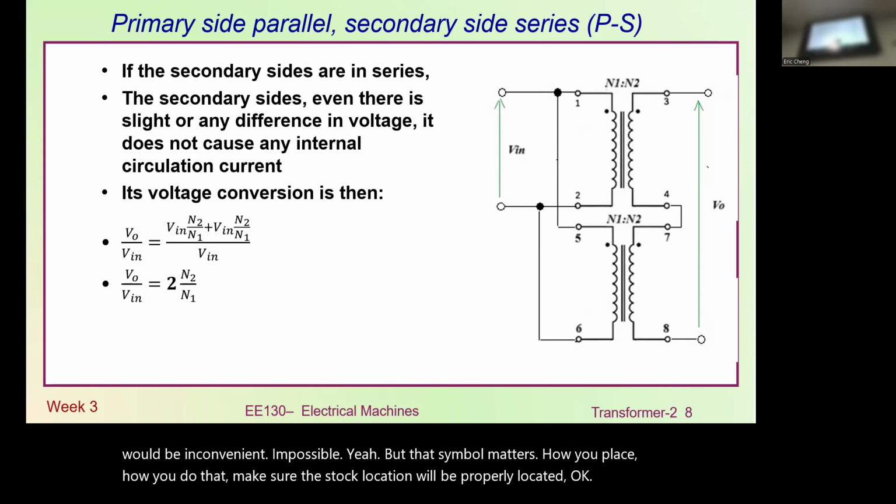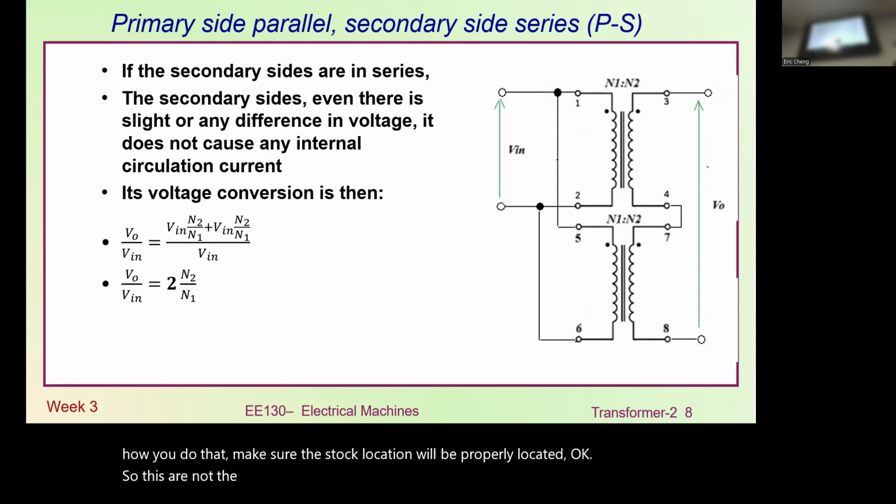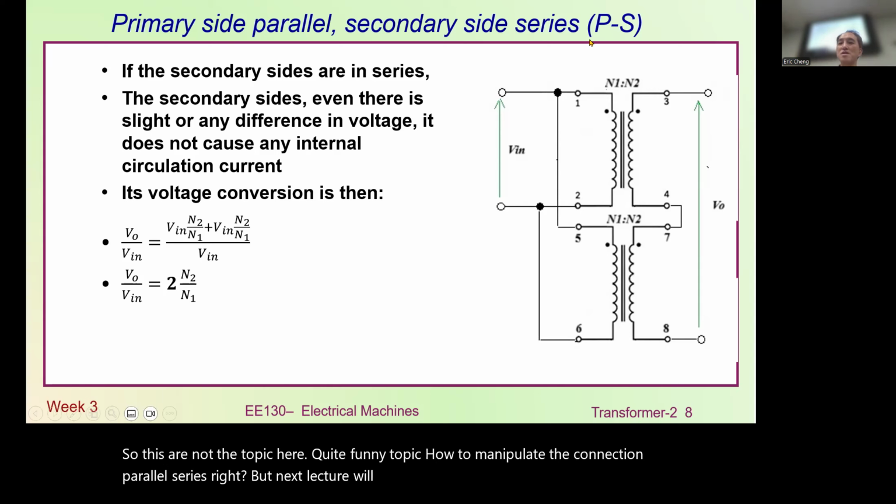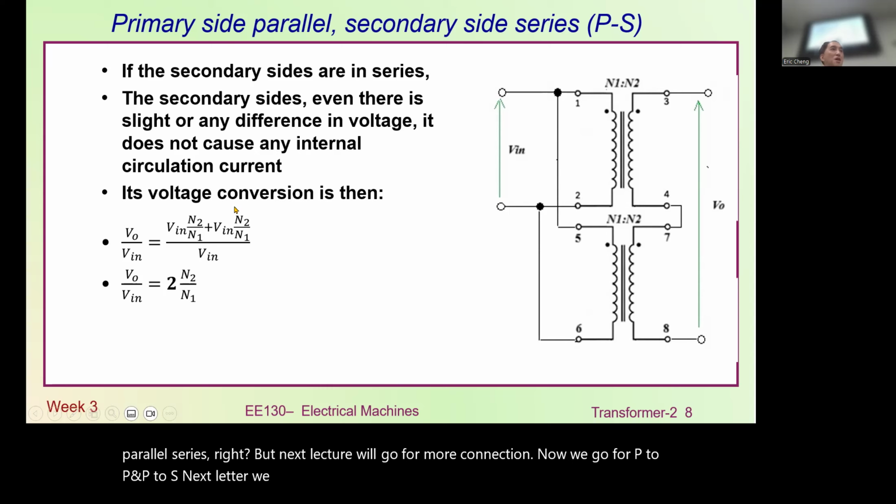So that's quite a funny topic, how to manipulate the connection, parallel and series, right? Next lecture we'll go through more connections. Now we went through P to P and P to S. Next lecture we'll go through a few more. Okay, see you in the lab or see you on Wednesday.